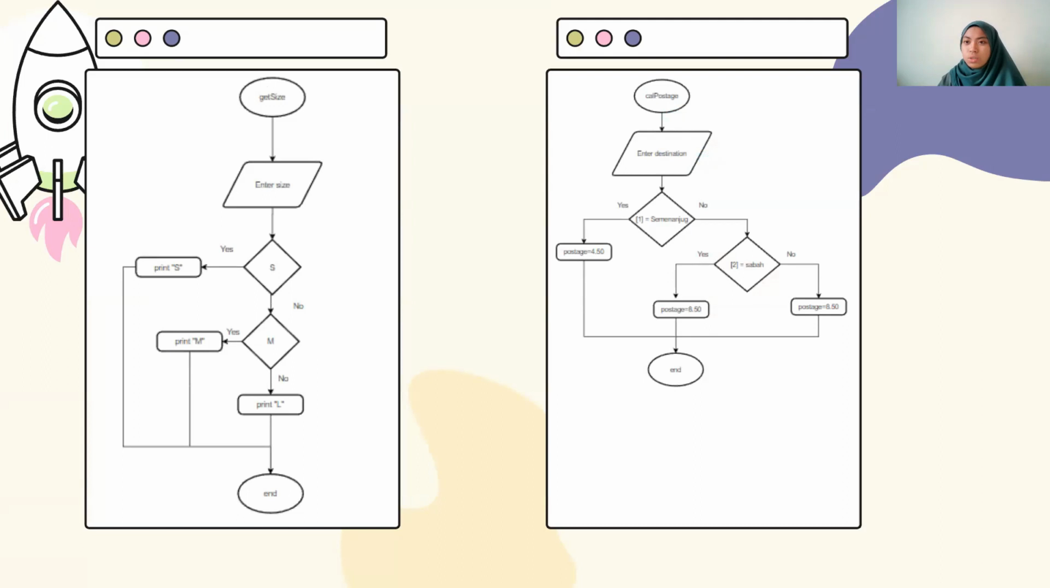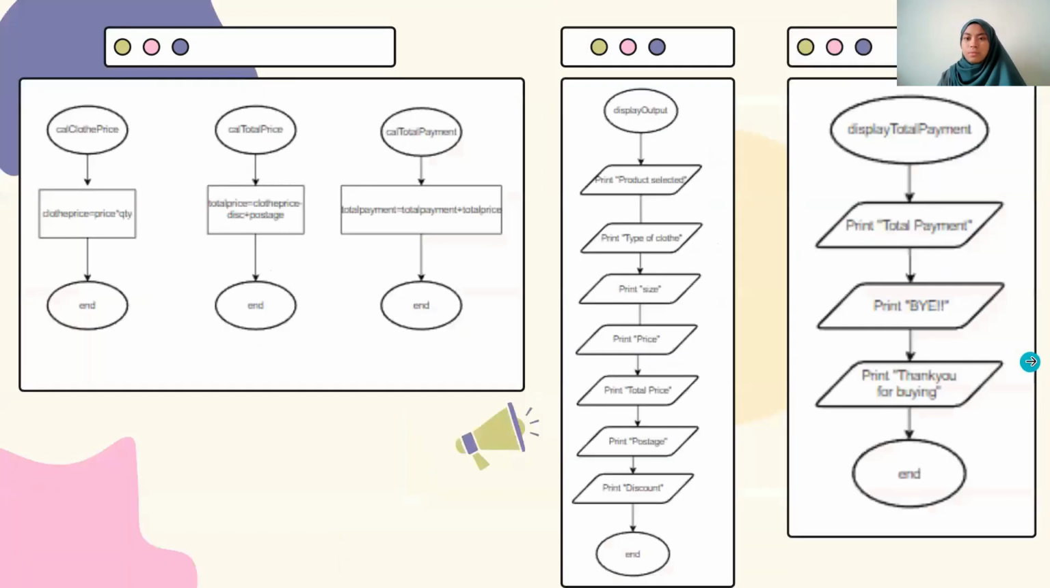If yes to Semenanjung, it will go to the postage, which is 4.5. And then if no, it will go to the Sabah. And if yes, the postage is 8.5. If no, the postage also 8.5. And then go to the end.